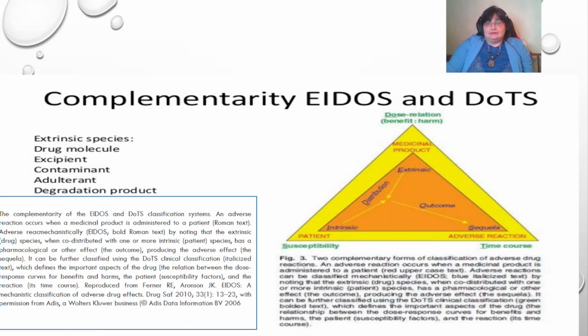Complementary to EIDOS and DOTS, we can compare extrinsic species: drug molecule, excipient, contaminant, adulterant, degradation product, dose relation, benefit, harm. When we see this triangle, the complementary EIDOS and DOTS classification system, an adverse reaction occurs when a medicine or product is administered to a patient. Adverse reactions can be classified mechanistically, EIDOS, in bold Roman text, by noting the extrinsic drugs.